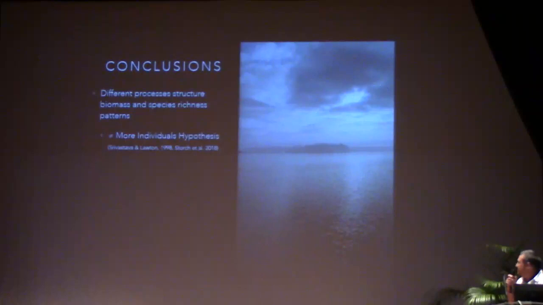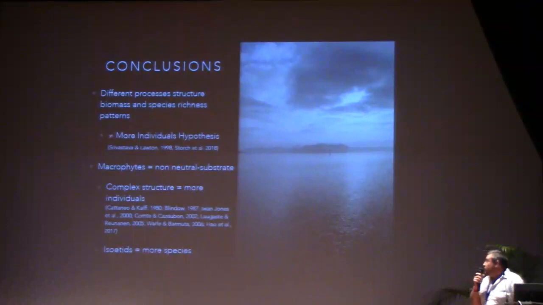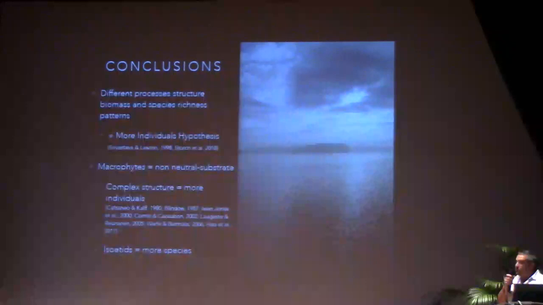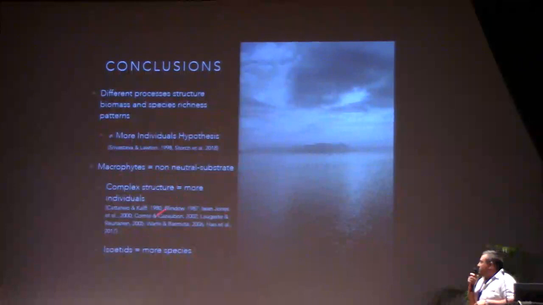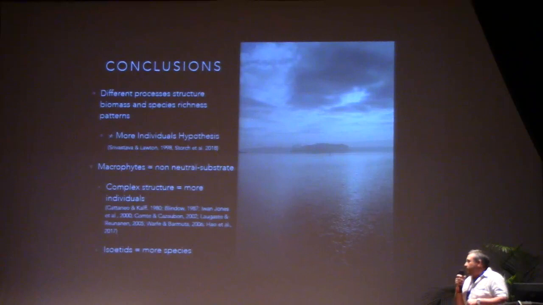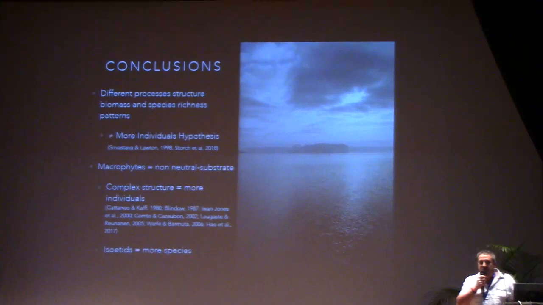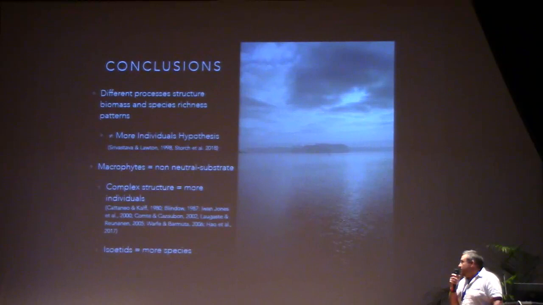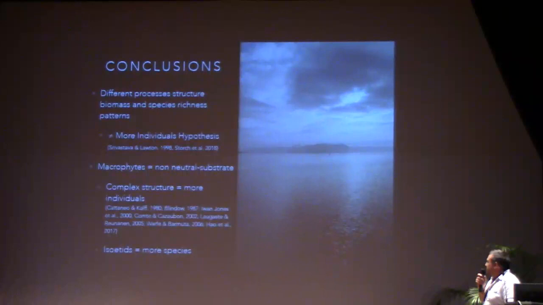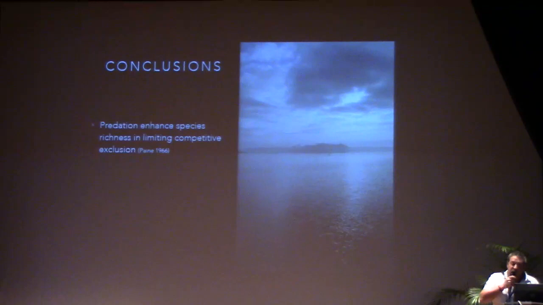We also found that macrophytes are a non-neutral substrate, with probably a big effect of the physical structures of the macrophyte, with more complex structures able to harbor more individuals, more biomass, and also able to catch more species from the phytoplankton communities. And an interesting result was that more species were found on isolated species, which are species with higher biodiversity value, and they also seem to have a high functional value, because they also have more diverse species. We found that predation enhanced species richness, probably limiting competitive exclusion.